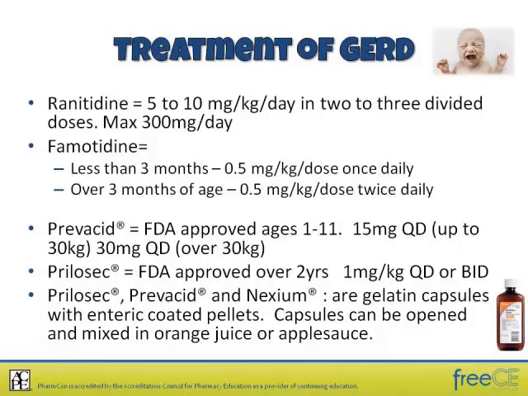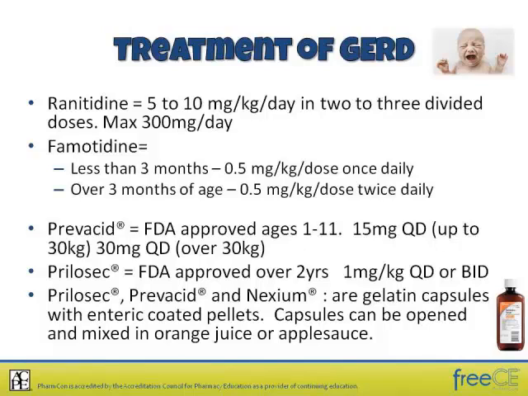Prevacid is approved for ages 1 through 11. We can go 15 milligrams daily up to 30 kilograms, and once the child's over 30 kilograms, we can go to 30 milligrams once a day. The FDA has Prilosec approved for children over 2 years of age, 1 milligram per kilo daily or twice a day. And the Prilosec, Prevacid, and Nexium are gelatin capsules with enteric-coated pellets.